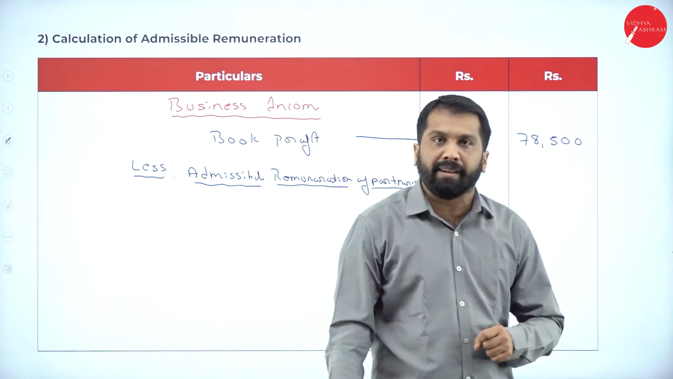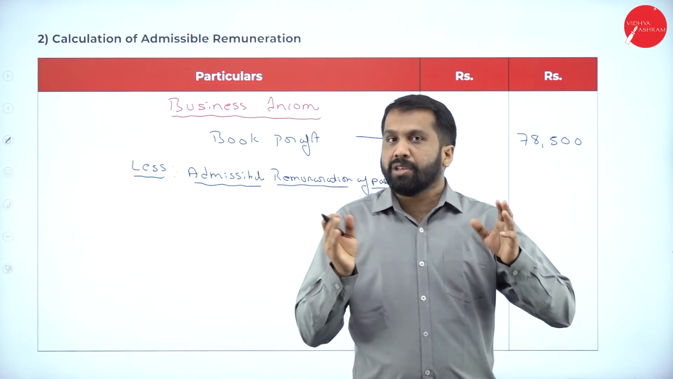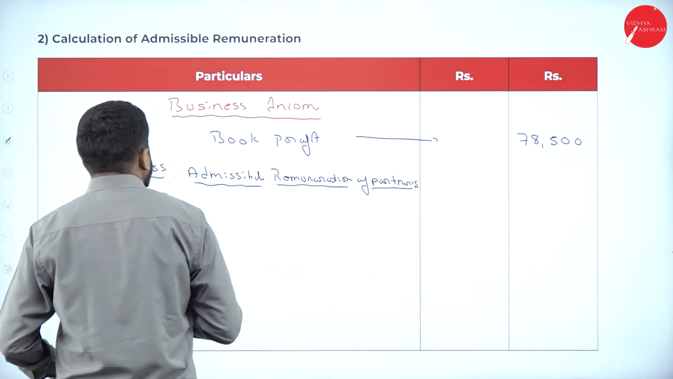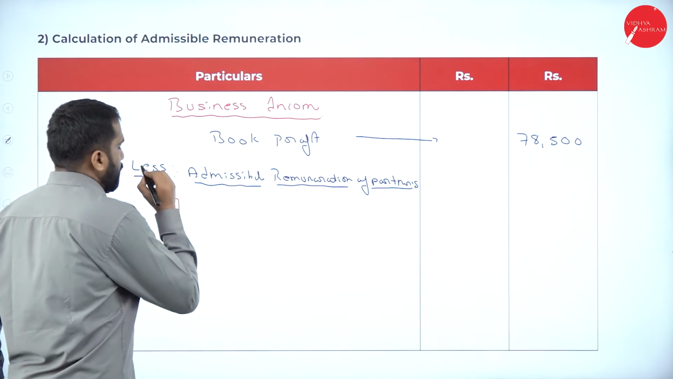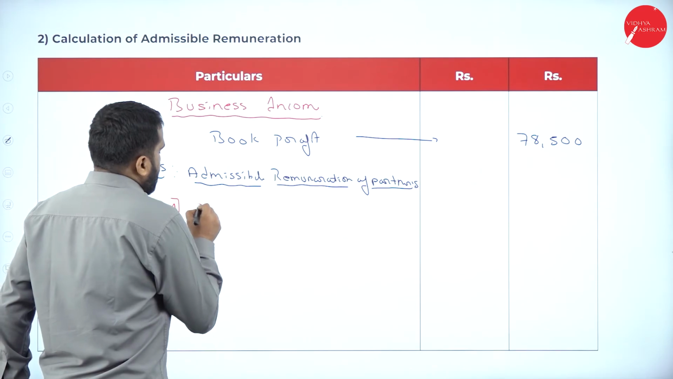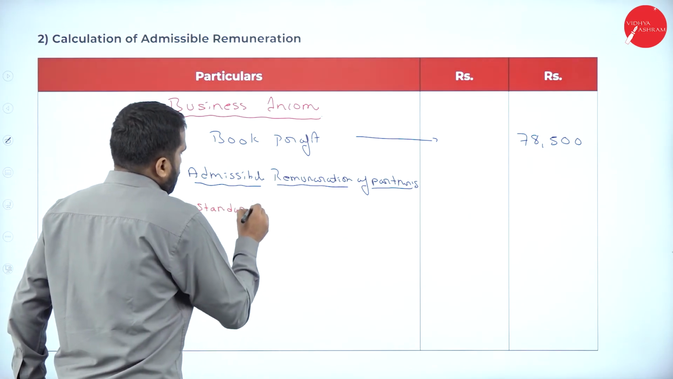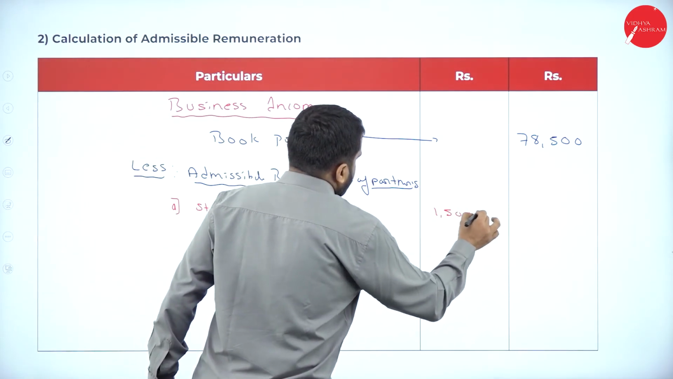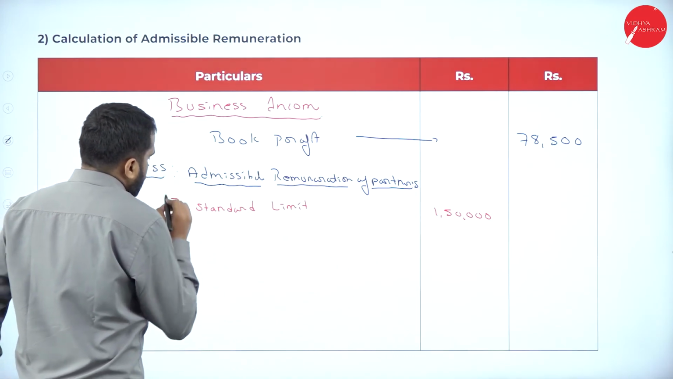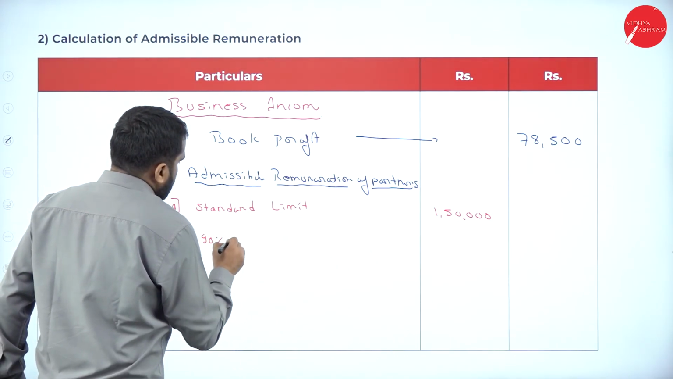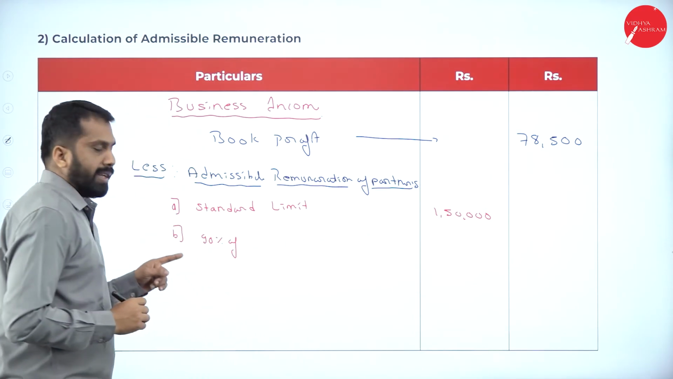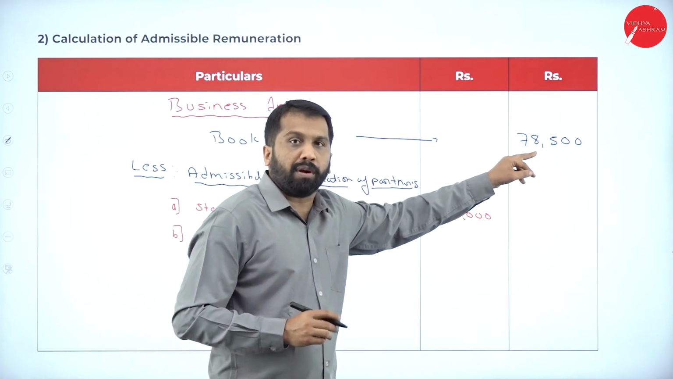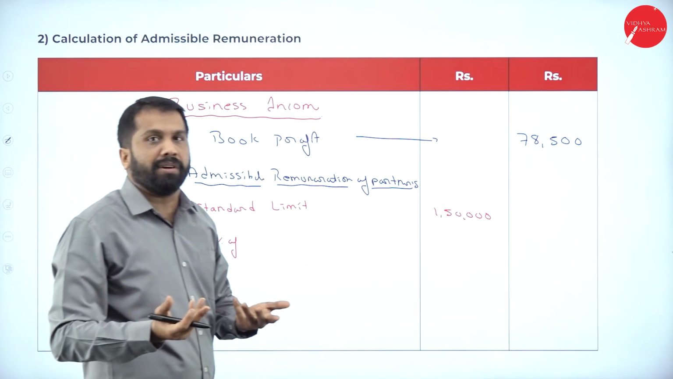Can you minus directly? Answer is no. You cannot do it directly. You have to compare. Later you can do your remuneration. I'll show you how it is. Now assume that first one A, standard limit of 1,50,000. B, 90% of 3 lakh. So 90% of 3 lakh means, do you have 3 lakh here in your book profit? No, you have very less.